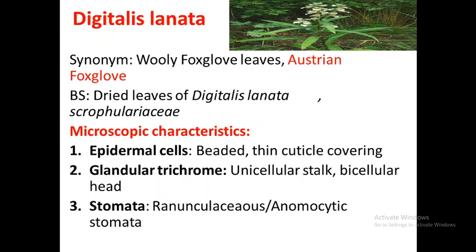Next, the Digitalis lanata, which is also known as woolly foxglove leaves or Austrian foxglove. These are the dried leaves of Digitalis lanata belonging to family Scrophulariaceae. It shows the epidermal cells which are beaded and thin cuticle covering epidermal cells. Then glandular trichomes with unicellular stalk and bicellular head. The stomata is also there, that is anomocytic or ranunculaceous stomata.